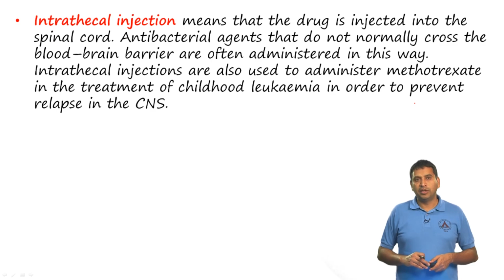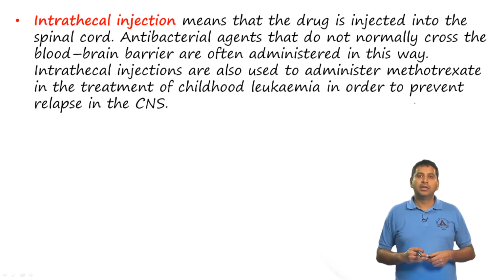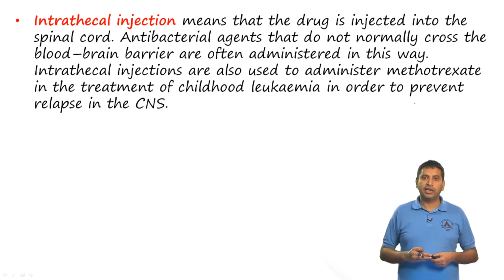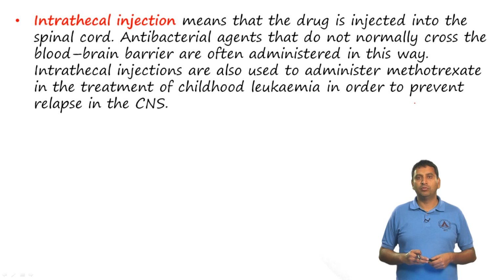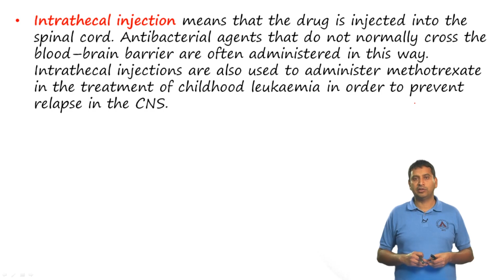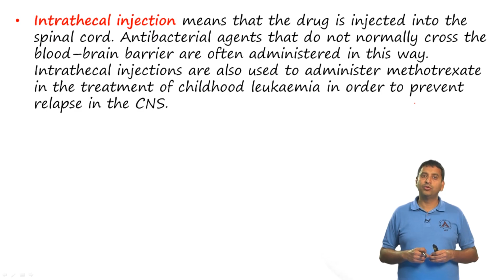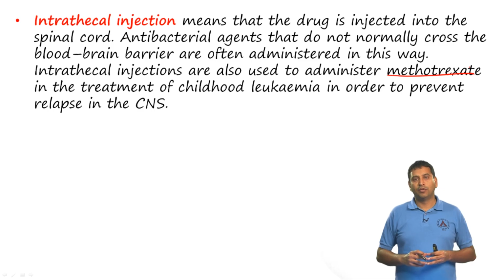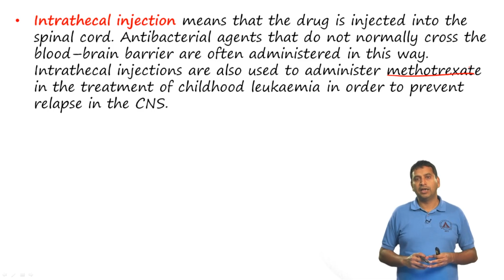The last form is the intrathecal injection, which is basically the injection into the spinal cord. It is very frequently used in situations where you have a bacterial infection in the brain, and administering an antibacterial drug is not very useful because it does not cross the blood brain barrier. So, you give this intrathecal injection so that you can avoid crossing the blood brain barrier. Intrathecal injection is also used for administering the anti-cancer drug methotrexate for the treatment of childhood leukemia and in order to prevent relapse in the central nervous system.